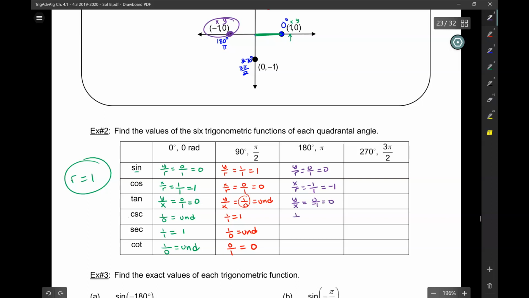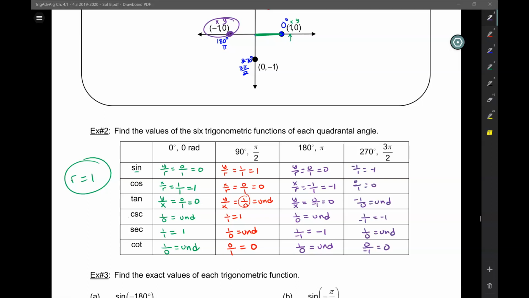Cosecant, 1 over 0, undefined. Secant, 1 over negative 1, negative 1. Cotangent, 1 over 0, undefined. All right. And I'll just give you the answers for 270. All right, so those are the values for the 270.